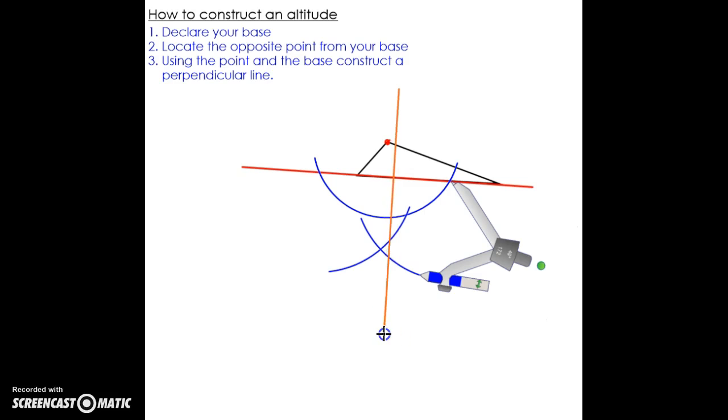My line was quite a bit off, so let's try that again. There we go. And if you notice, this orange line that I put in and our red base, those are perpendicular. So my altitude would be from my vertex right down to my base. That would be the altitude of the triangle. It's also called the height of the triangle.